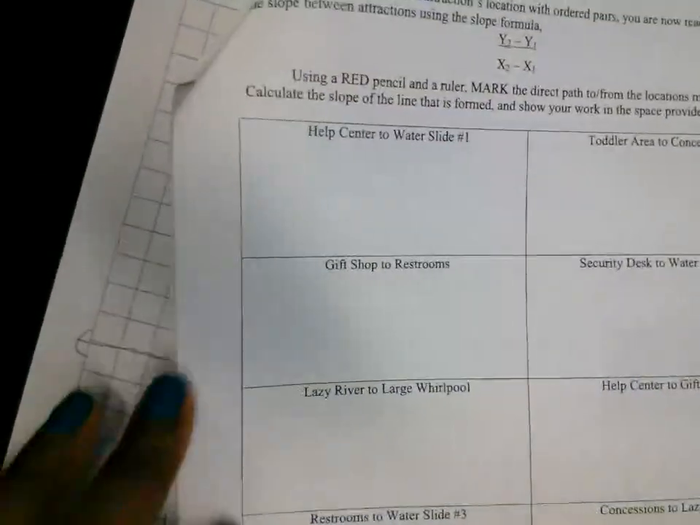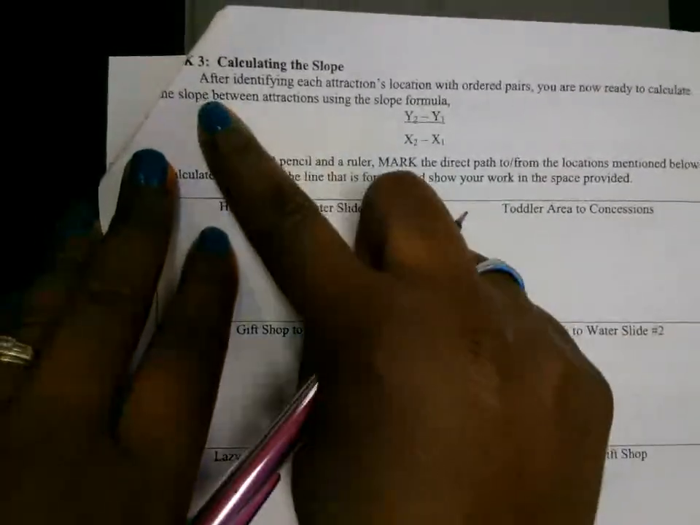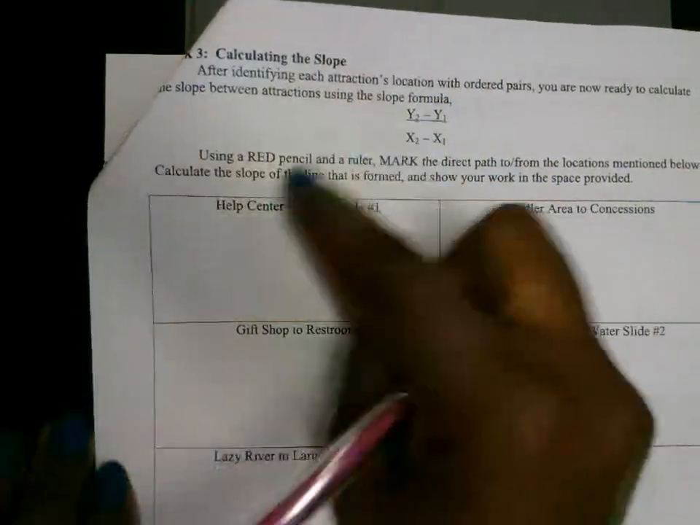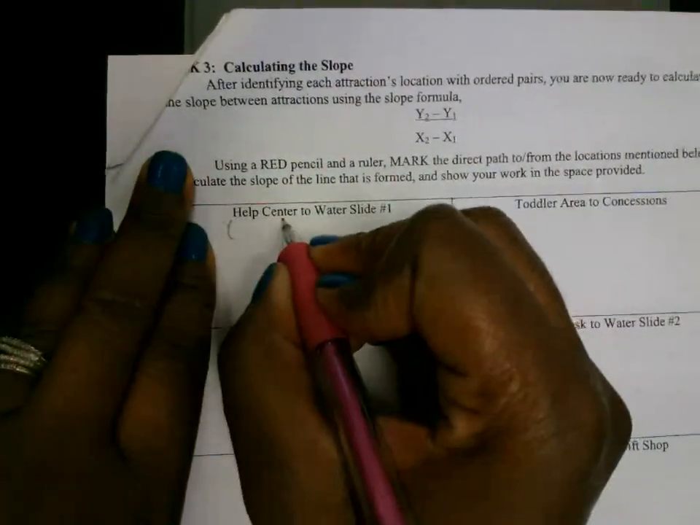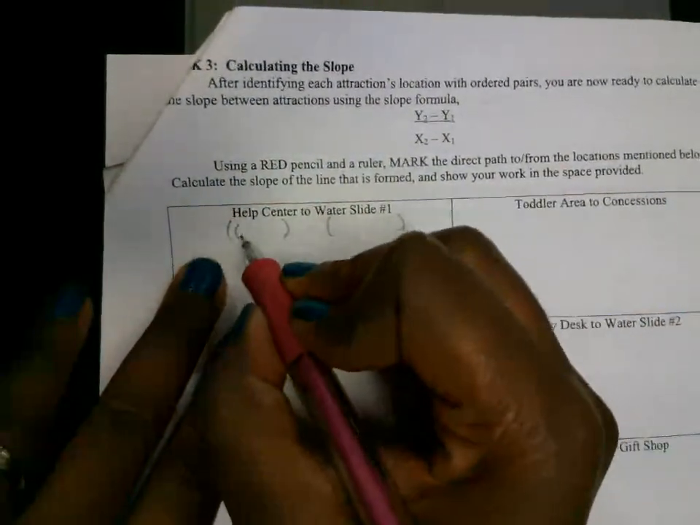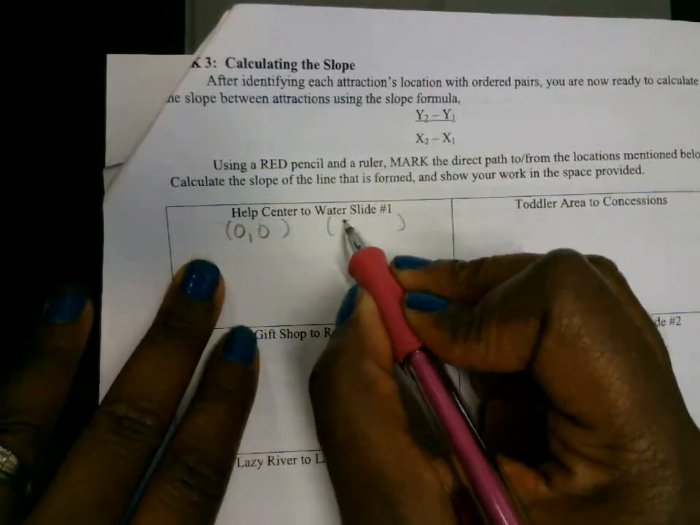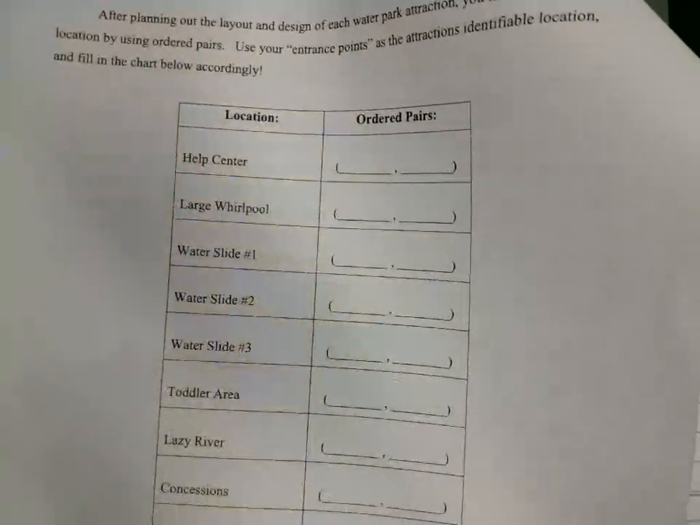Okay. All right, so now make sure you follow the directions. After you do it, read the directions, what it's telling you to do. You're going to calculate the slope between the two points that are suggested. You put the two ordered pairs here. The ordered pair for the help center, put it here. Mine is at (0, 0). And for your water slide, maybe it's at (5, 6). Okay? All right, and you're going to get your ordered pairs from your ordered pair list here.